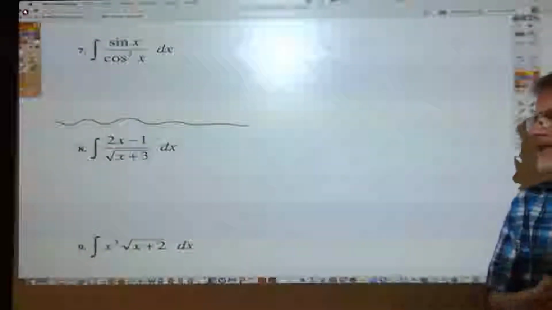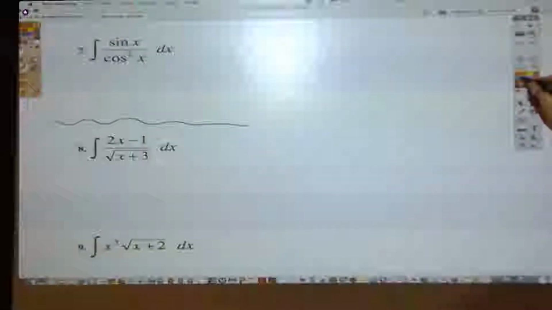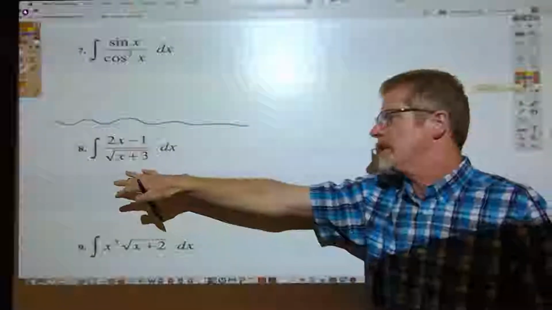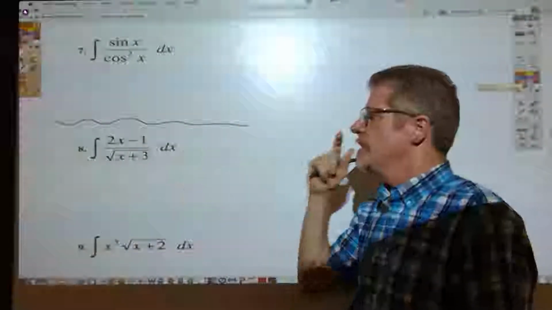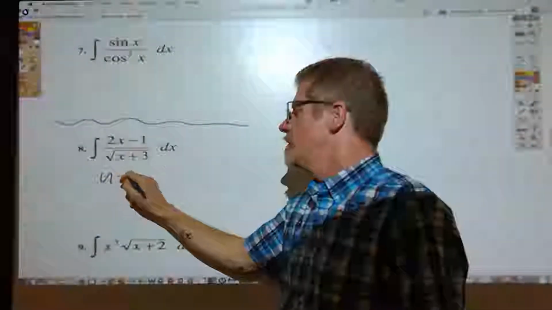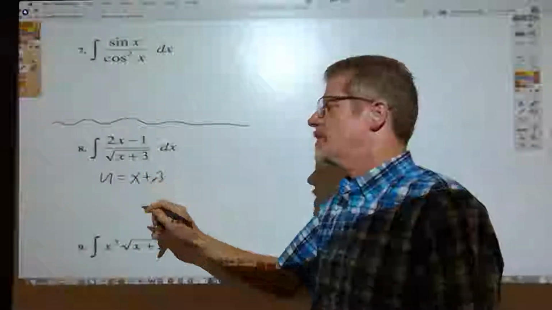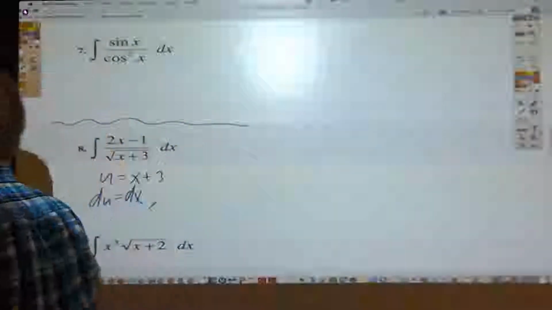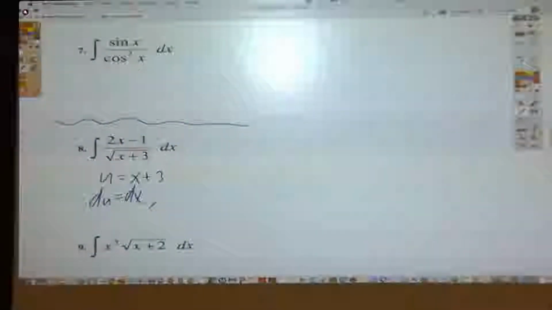Now, number 8 seems to be quite confusing. If you try to let U equal x plus 3, it doesn't appear to match. Check this out. U equals x plus 3. If you make that attempt at a U substitution, du equals dx, it doesn't seem to work. We hit a roadblock.